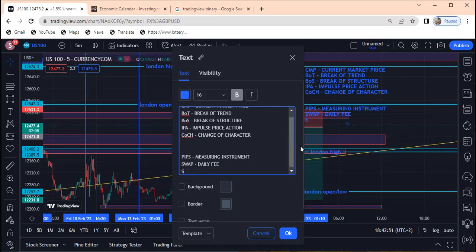Then you have your spread. Is swap per night? Yes, it's daily. If you have a trade that's going into the next day, they're going to charge you what is called a swap, which is a daily holding fee. They're going to charge you, I don't know, maybe something like 2 rand. It just depends.